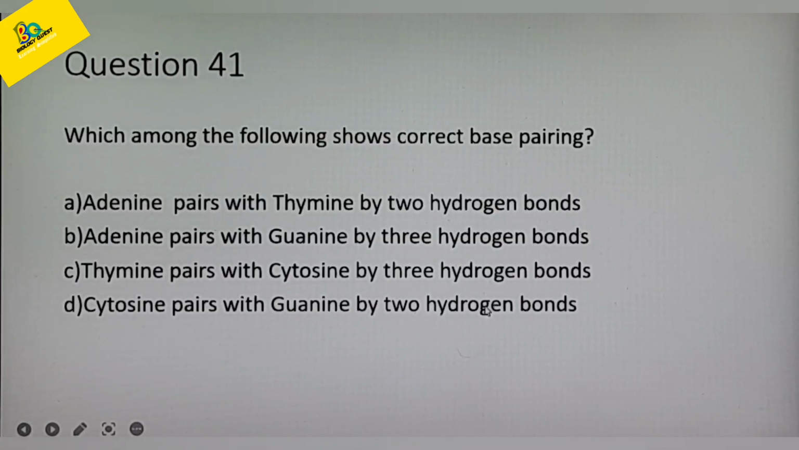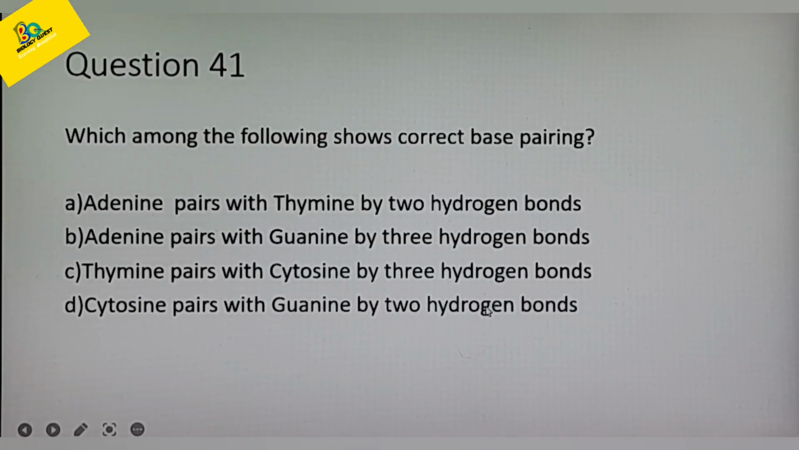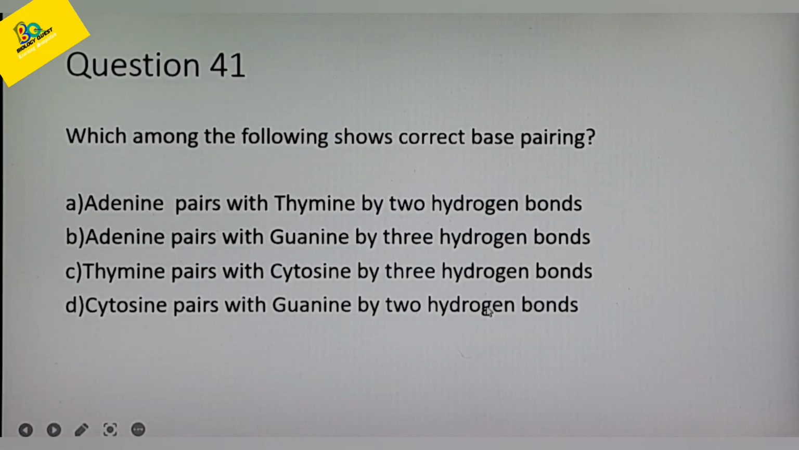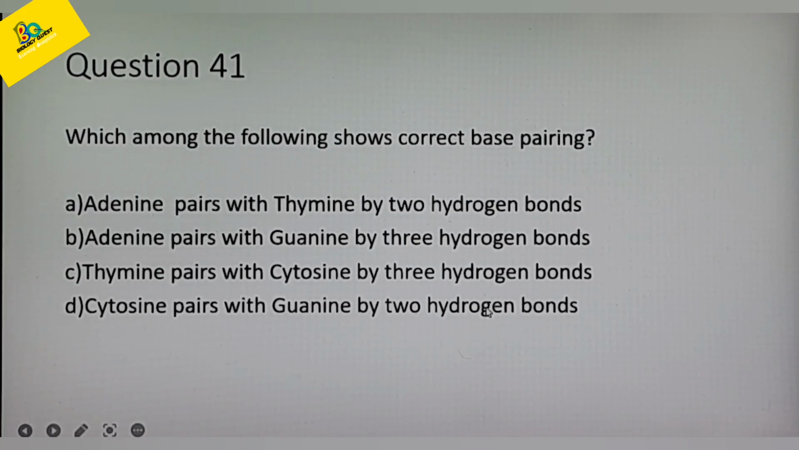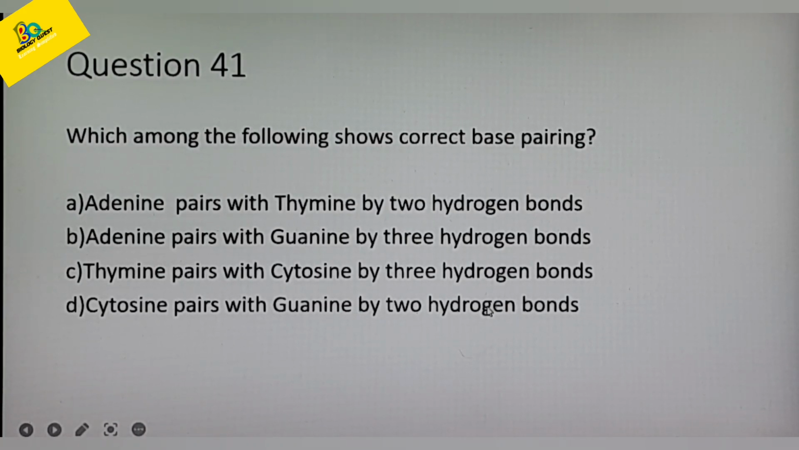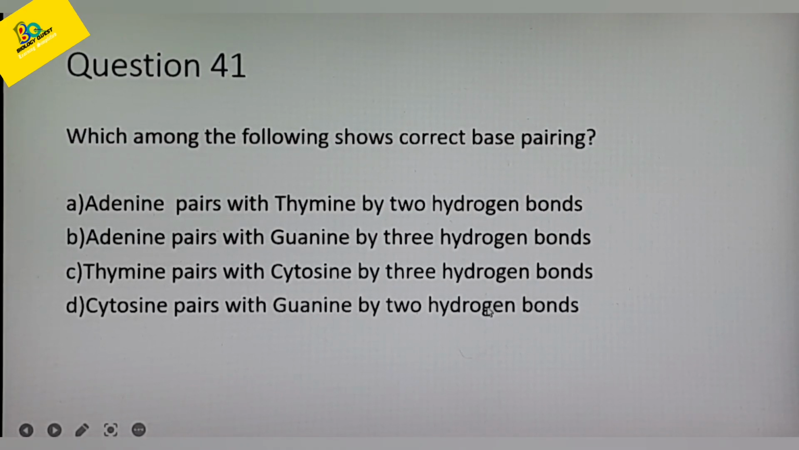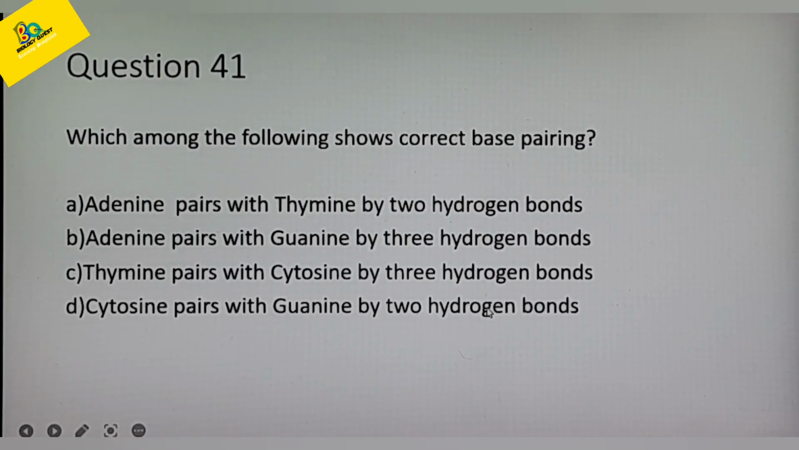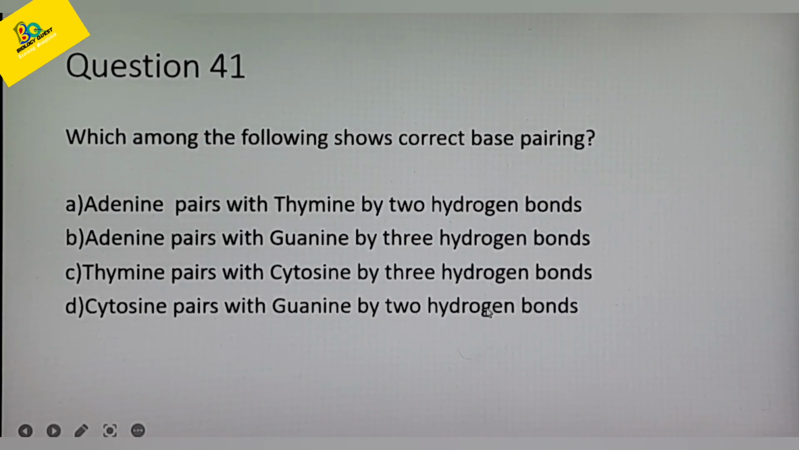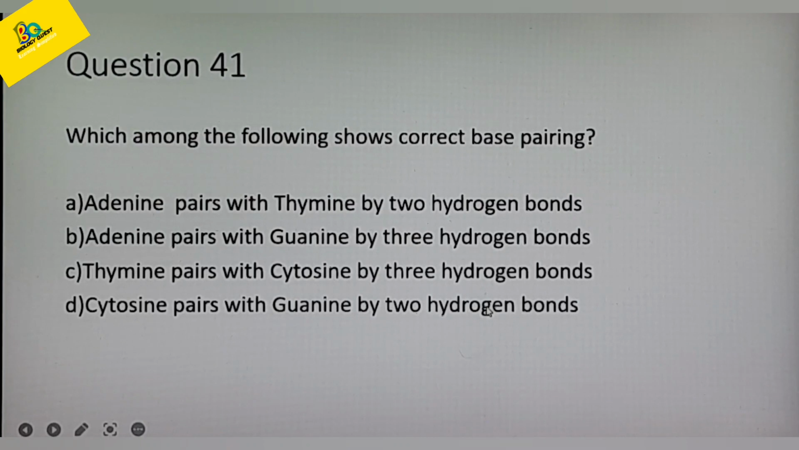Next question, question 41. Which among the following shows correct base pairing? We have already discussed such a type of question before. So we know there are 4 nitrogen bases present in DNA. Which are the 4 bases? Adenine, thymine, cytosine and guanine. And I have already told you adenine pairs with thymine, cytosine pairs with guanine. So which among the following shows correct base pairing?